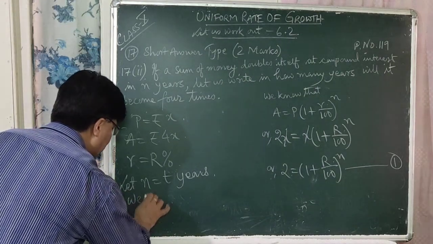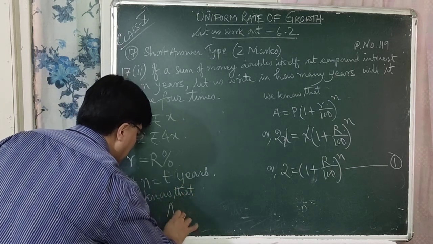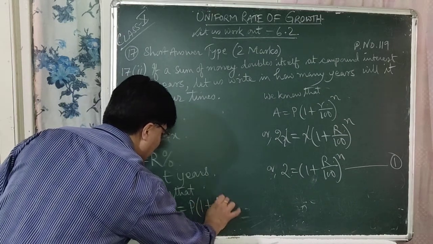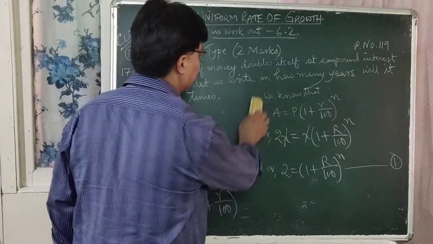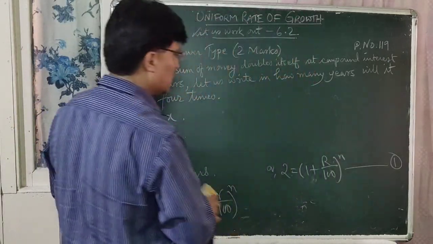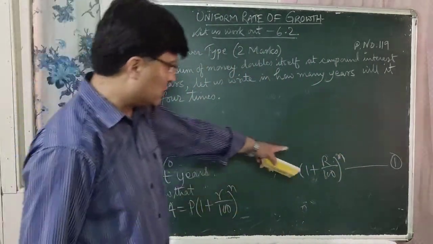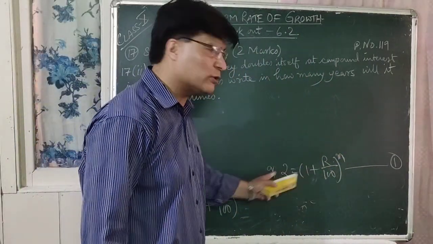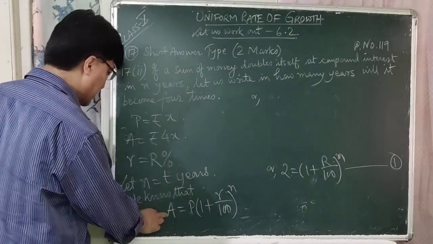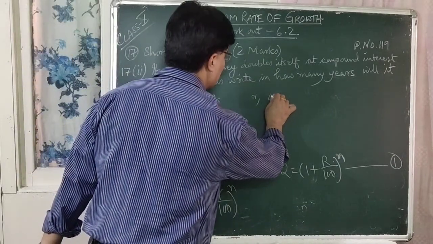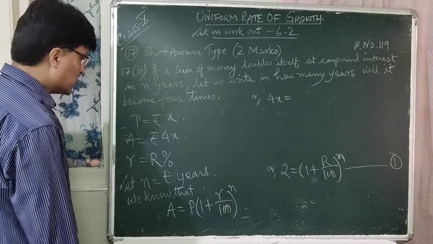We know that, what is the formula again? A is equal to P within bracket 1 plus R upon 100 whole to the power n. This is the formula, right? So we have to use this value also, 1 plus R upon 100 whole to the power n is equal to, in this case. Okay, let us simplify it first. What is A? 4x. 4x is equal to, this is your 4x, right?